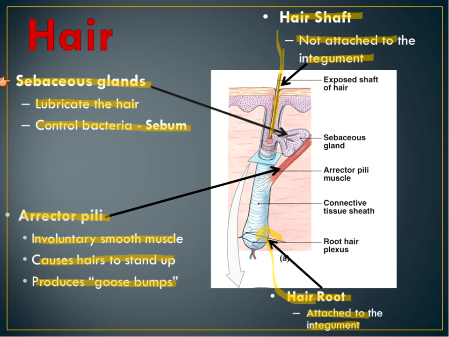We have sebaceous glands. The job of the sebaceous gland is to lubricate the hair, and it also contains sebum. Sebum is the liquid that helps to control bacteria, so it has an antimicrobial aspect to it.